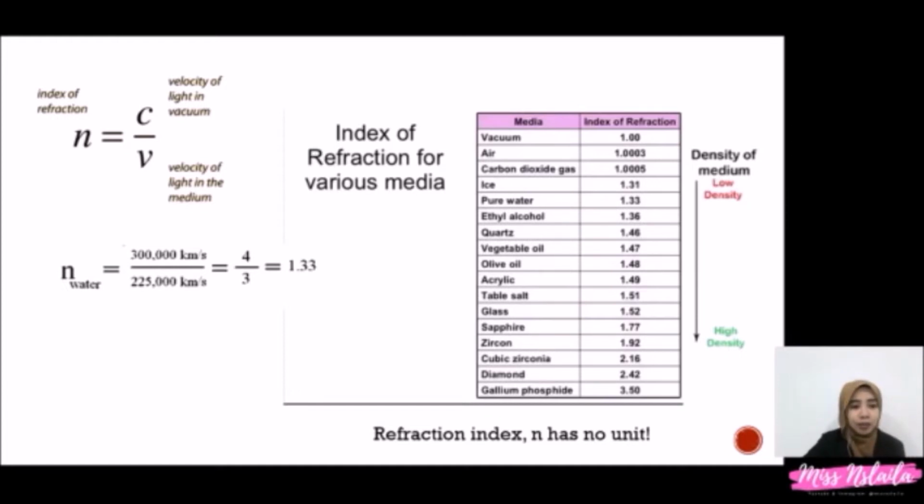Let's try for the other one. For the vacuum, the speed of light in vacuum is 300,000 km per second, divided by the speed of light in vacuum also, which is 300,000 km per second, then you get 1.0. When you calculate the refractive index of air, you will also get 1.0. So for air and vacuum, the value for the refractive index is 1.0. Remember that the refractive index n has no unit because the units cancel out during the calculation.